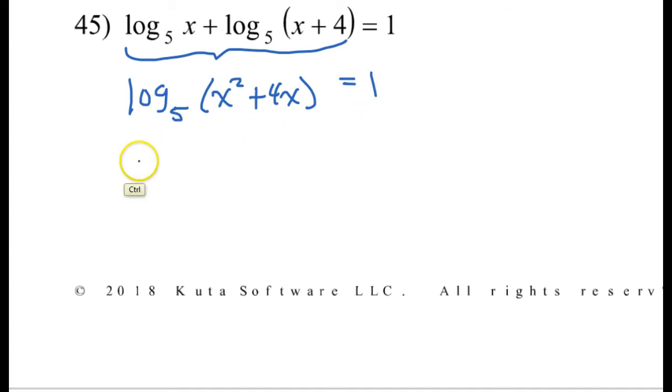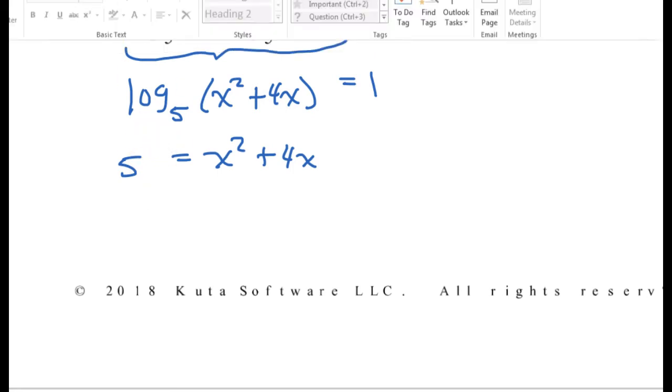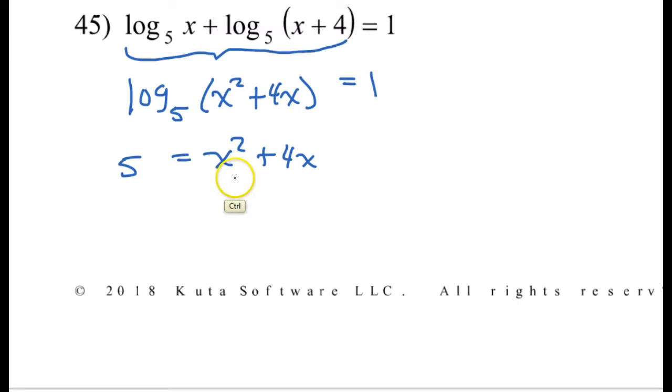So now it's time to change the form. So I'm going to have 5, and the 1 will come over here, and the x squared plus 4x will go over there. Of course, the 1 power is not changing anything. So that's just a 5. So let's go ahead and subtract 5 from both sides. So we will have 0 is equal to x squared plus 4x minus 5.